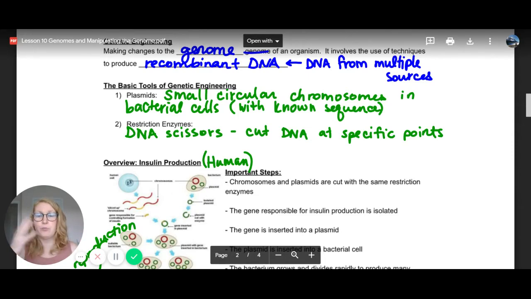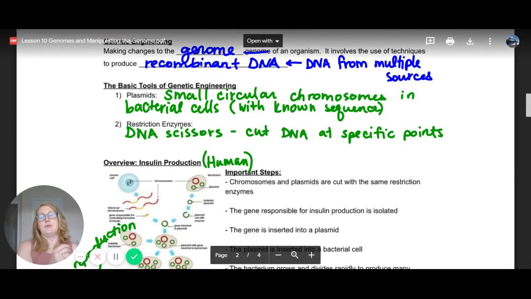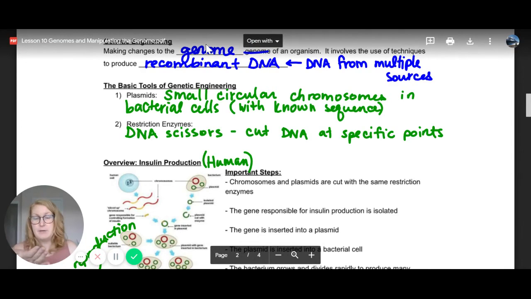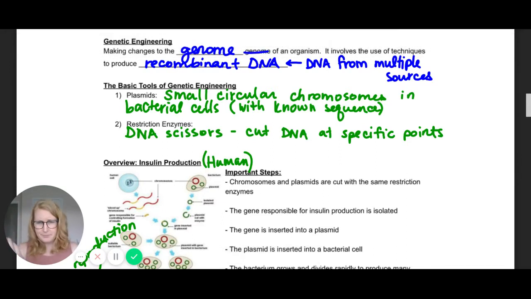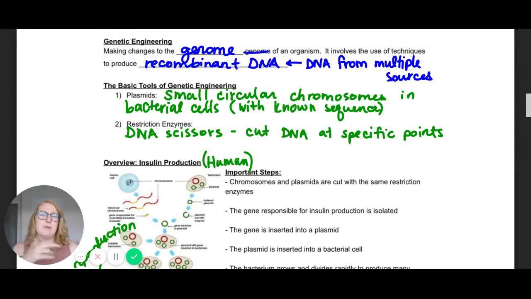So I'm going to show you a really well-studied and really familiar example, which is how we use genetic engineering to make insulin. There are two sort of most basic tools that we need to do this. One is the plasmid, which we spoke about in our bacteria lessons. The plasmid is a small circular piece of DNA that is in bacterial cells. And secondly, we have what are called restriction enzymes. You might also hear them called restriction endonucleases. And their job is to cut DNA at very specific points.